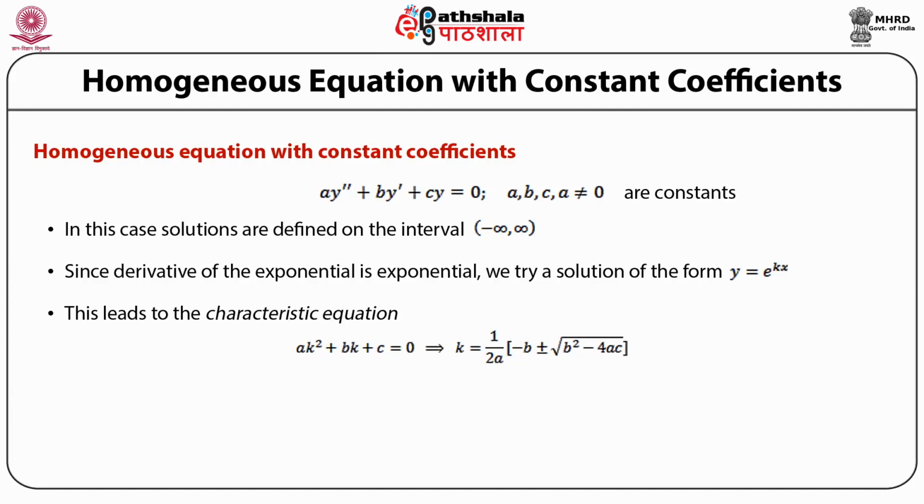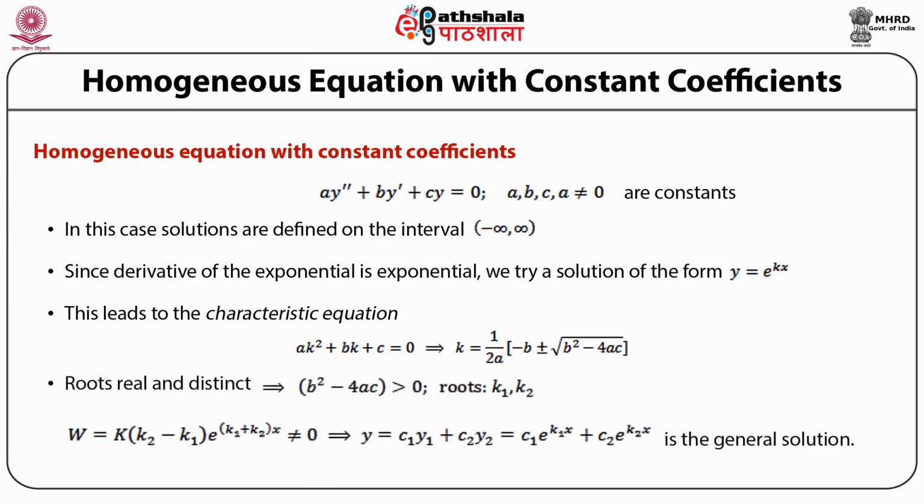This gives k is equal to 1 by 2a multiplied by minus b plus minus square root of b square minus 4ac. Now, there are three cases to be considered. First, we consider the case where the roots are real and distinct. This is the case when b square minus 4ac is greater than 0. Let the two roots of the characteristic equation be k1 and k2.